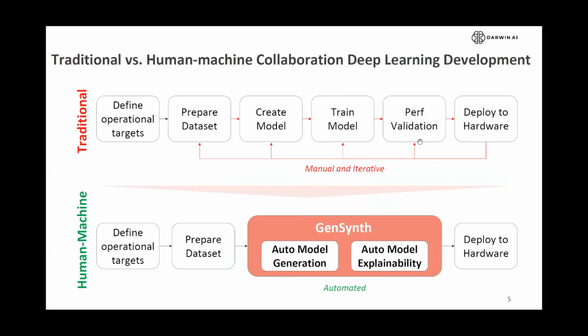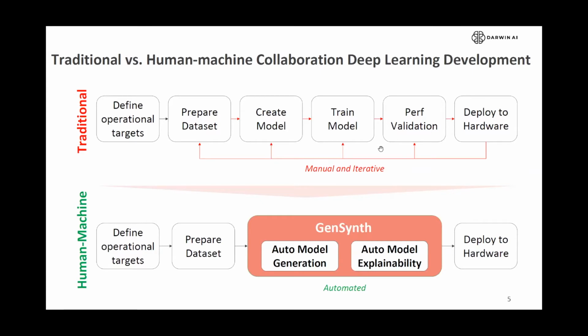Then you create your model based on these operational targets. Then you train it up and you hope that it reaches your level of performance. And then you do performance validation to make sure that it's doing the right thing. And if everything goes perfectly, then you're good to deploy. But in most of these cases, this never happens.